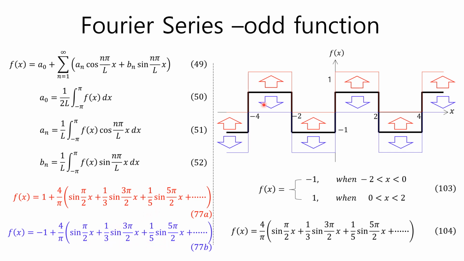The red graph in the figure represents equation 77a, which is the result of the square waveform in equation 104 being shifted by 1 in the positive direction. This is the same as equation 104 with the average value, 1, added. Additionally, the blue graph in the figure represents equation 77b, which represents the result of the square waveform in equation 104 being shifted by 1 in the minus direction. In this case, it is equivalent to subtracting the average value of 1 from equation 104.